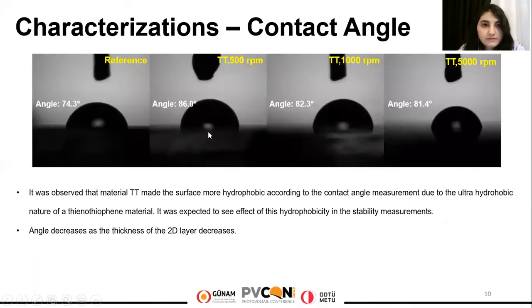To prove the stability of our cells, our films, we conducted a contact angle measurement. As you can see here, when we increase the thickness of the 2D layer, the angle is increasing because TT makes the layer more hydrophobic. Also, we are assuming that this hydrophobicity will also increase our stability.